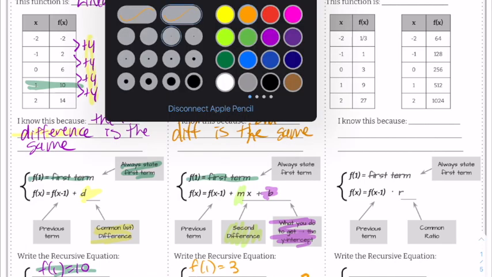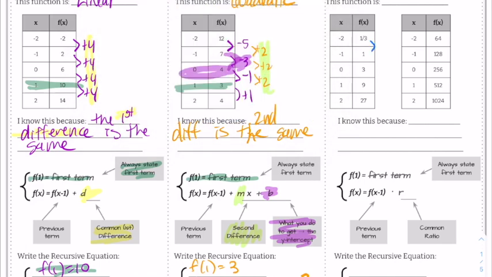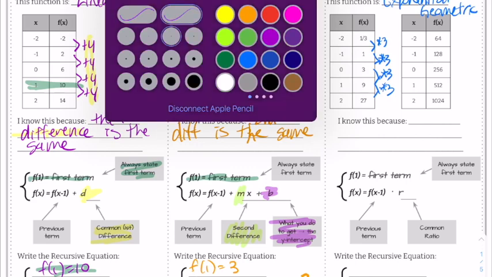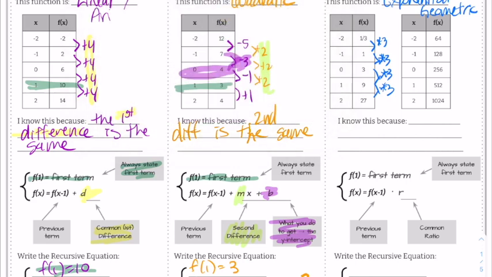So if we look at this first one, we're multiplying by 3, multiplying by 3, multiplying by 3, multiplying by 3. And that's how we can tell this is exponential. Sometimes we refer to this as geometric. Sometimes when it's linear, we also refer to it as arithmetic.